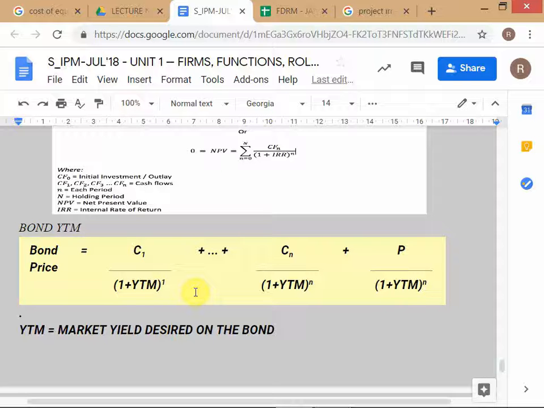Is this the exercise we did in the previous class or some classes ago? We did this exercise, that they are exactly the same. Mathematically, there is no difference between project IRR and bond YTM. The cost of the project is conceptually equal to the bond price, because the bond price is what you have to pay to invest in the bond, and the cost of the project is what you have to pay to invest in the project. The returns from the project are the same as the bond cash flows.